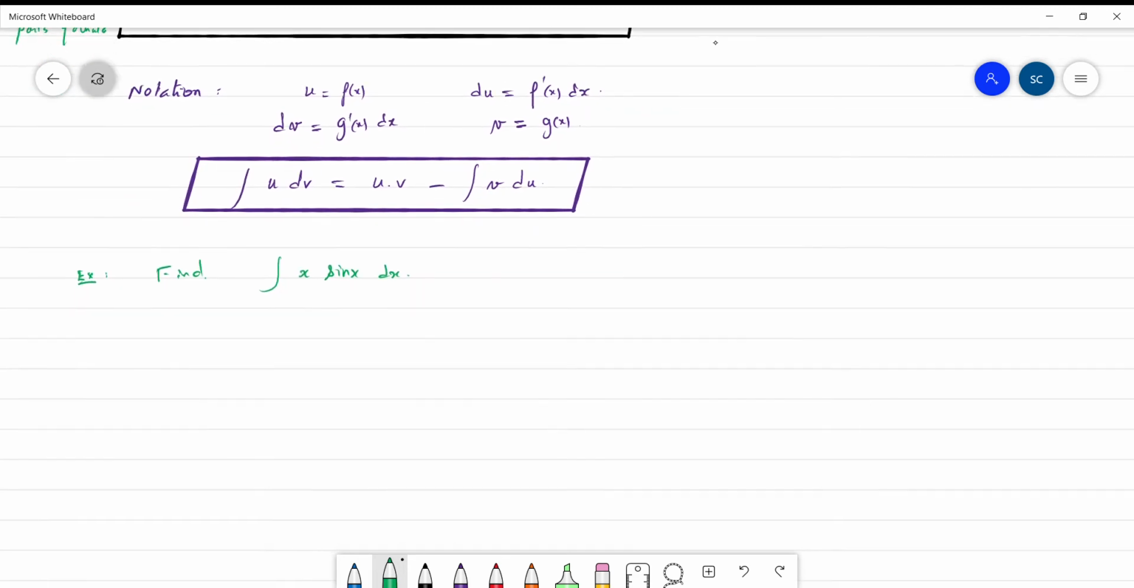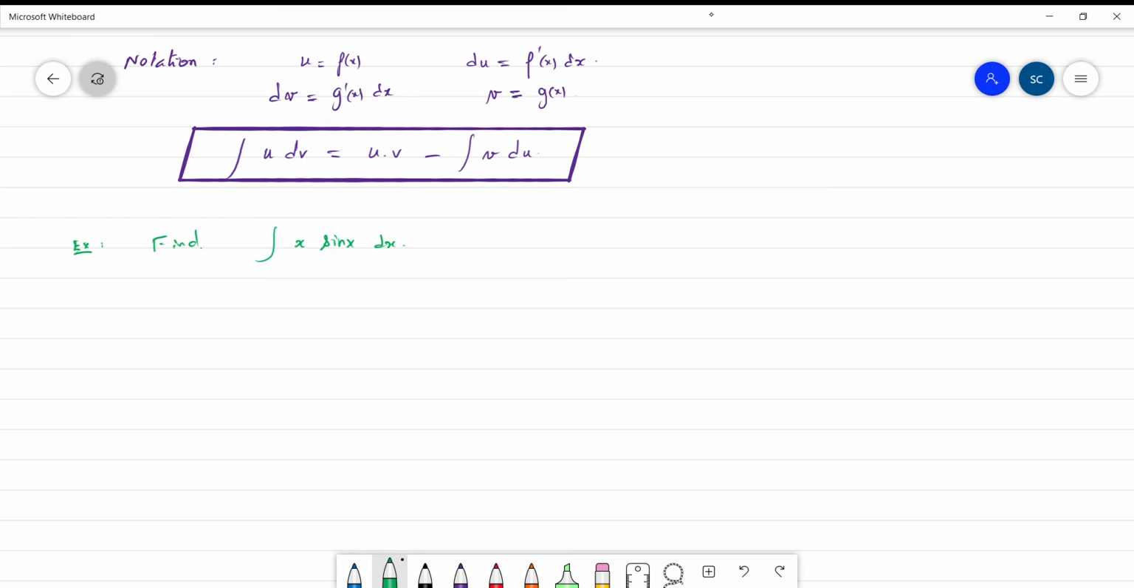So let's choose u equal x, then du will be 1 times dx. dv is sin x dx. Then v will be the antiderivative: the antiderivative of sine is minus cosine, so v is minus cosine x.